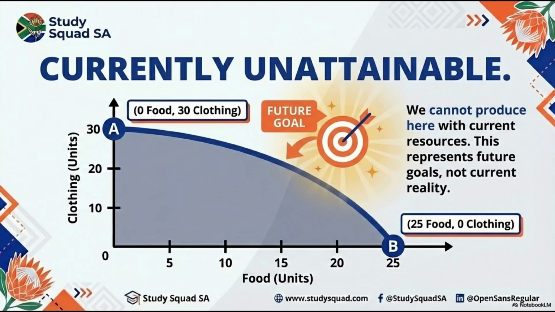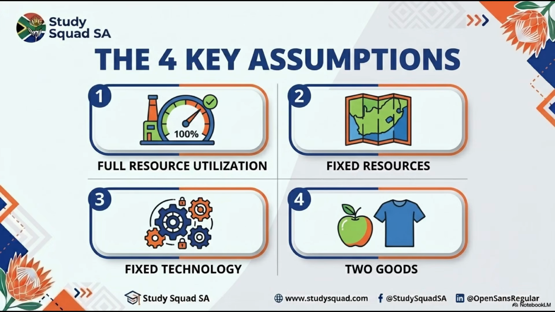The PPC is built on 4 key assumptions. First, the economy is using all its resources and producing at the lowest possible cost. Second, the amount of resources available is fixed. Third, technology is fixed. And fourth, the economy only produces 2 goods. Remember, this is a simplification to help us understand the concept.